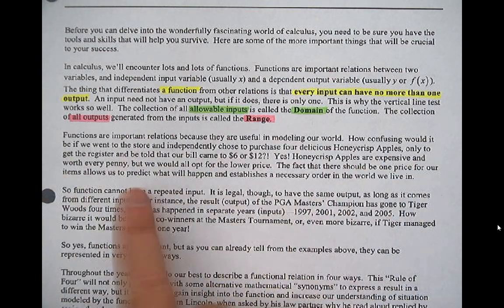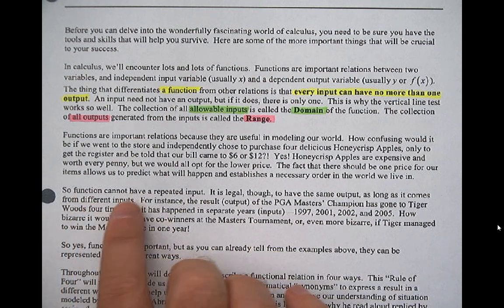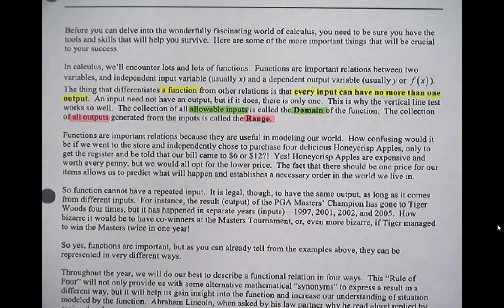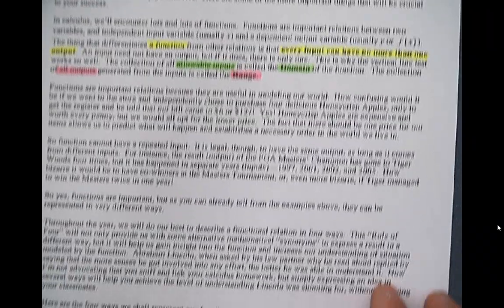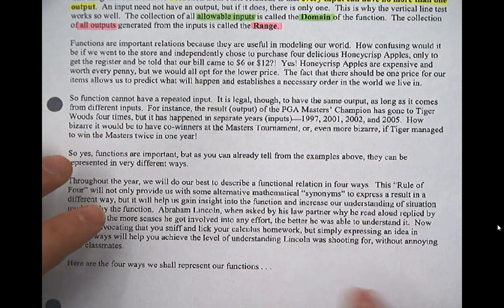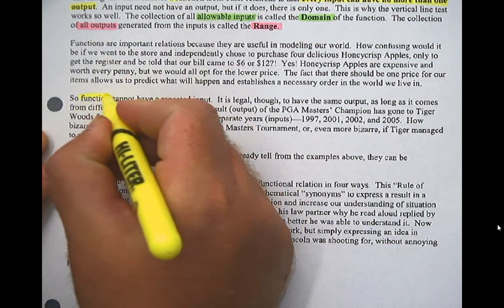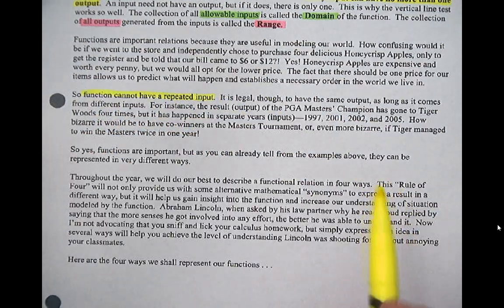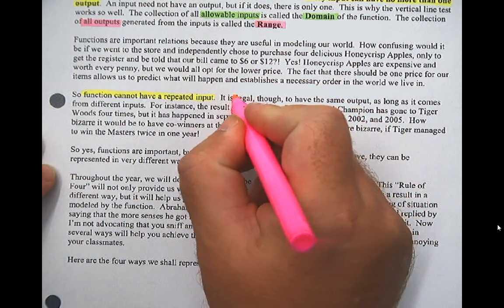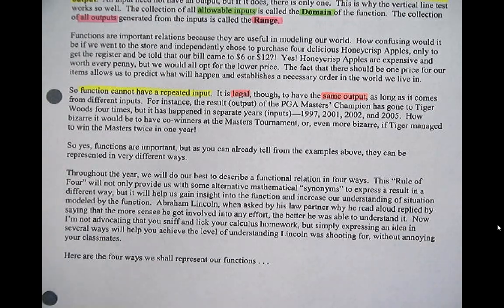He goes through a little argument here on why functions are important. I think this is a nice thing to remind you of. Functions cannot have repeated inputs. Look, you could have the same output every single time of a function. So it's legal. Let me highlight that first. Functions cannot have repeated inputs. It's legal, though, to have the same output, as long as it comes from a different input.